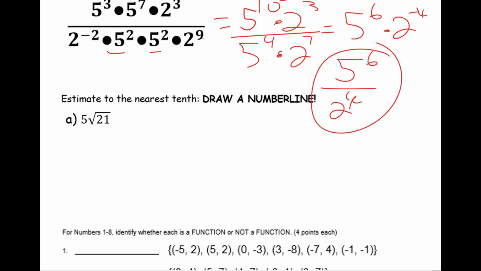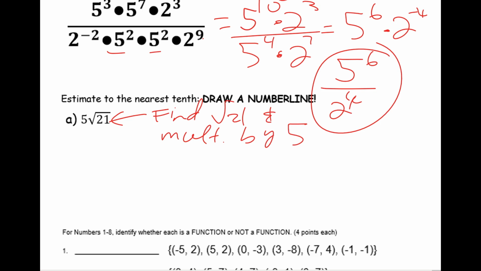All right, it says estimate to the nearest tenth. We get 5 times the square root of 21. What does it want us to do? Find the square root of 21 and multiply by 5. And we're not going to do all of this because it takes up time and I don't want the video to be forever. But I do want you to draw the number line. Square root of 21 is between what two perfect squares? Well, to the left of the square root of 21 would be 16, and to the right of the square root of 21 is 25.